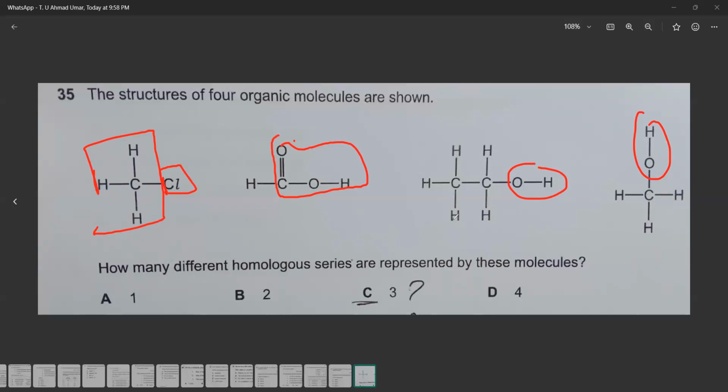How many homologous series are there in total? There are many homologous series. In organic chemistry you have just studied the basics, but there are many more. Even benzene rings have their own homologous series. But we name them with chloro first. We say chloromethane, chloroethane. That's why I said it is a halogenoalkane or alkyl halide. Is it clear, this one?